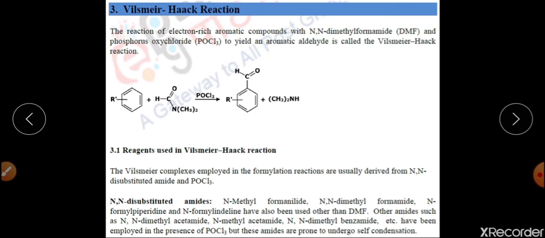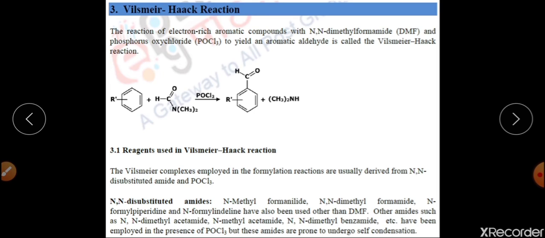The benzene ring which contains OR group, or that may contain an NR2 group, and these groups are attached with the benzene ring. It will be activated. At that time, it will take place either at the ortho position or at the para position. So ortho or para with respect to the groups which are attached on the benzene ring, the formyl group will be attached on that particular ring.